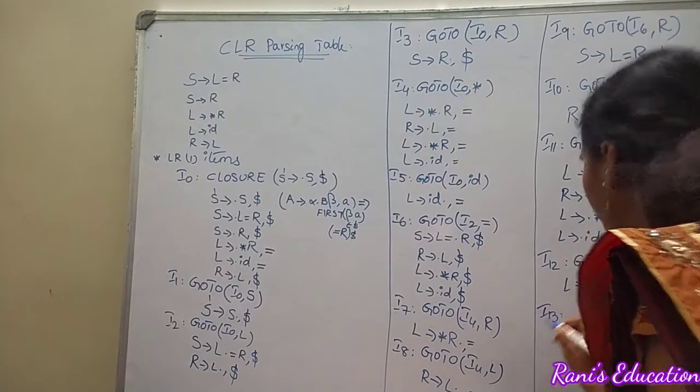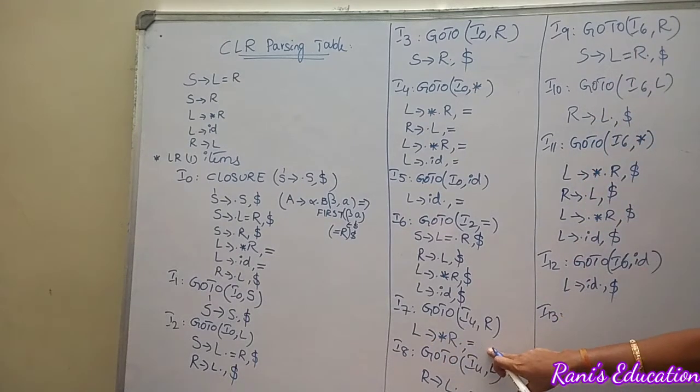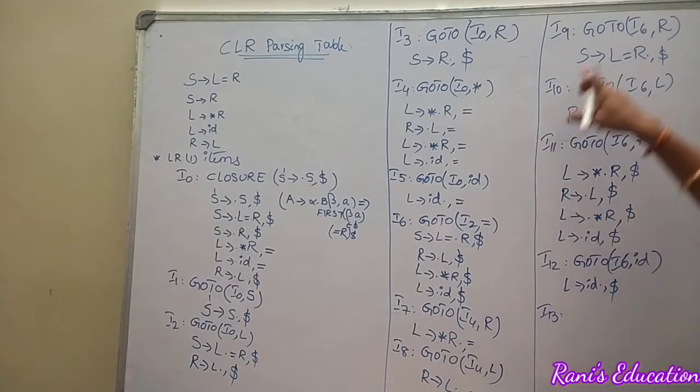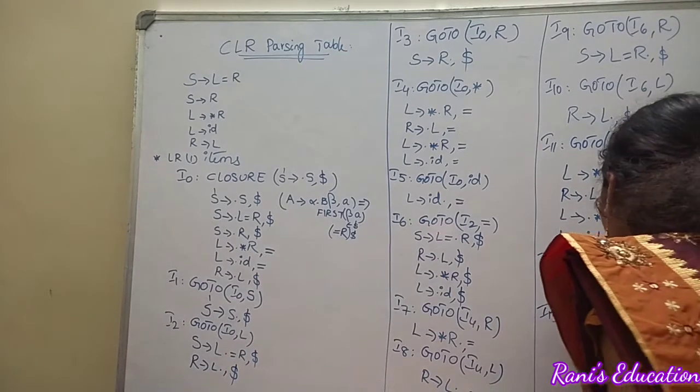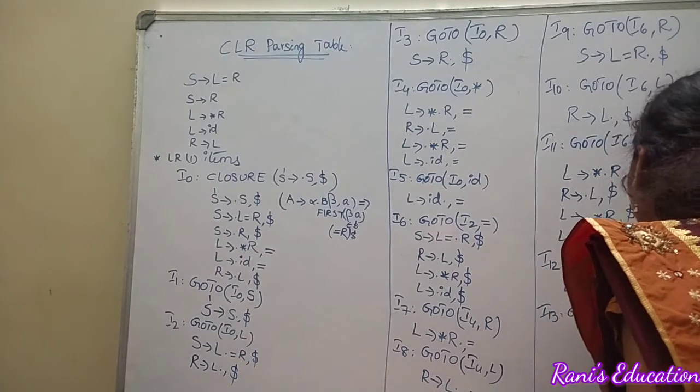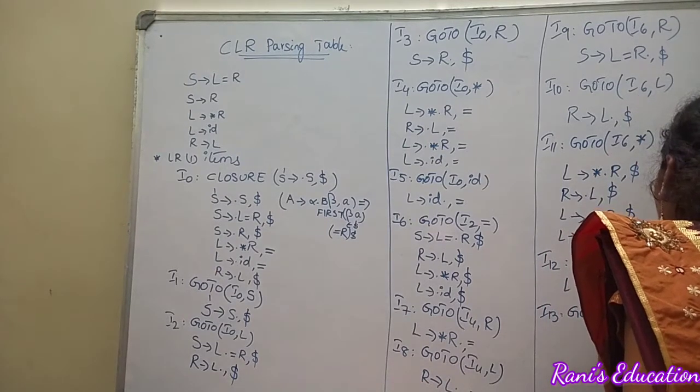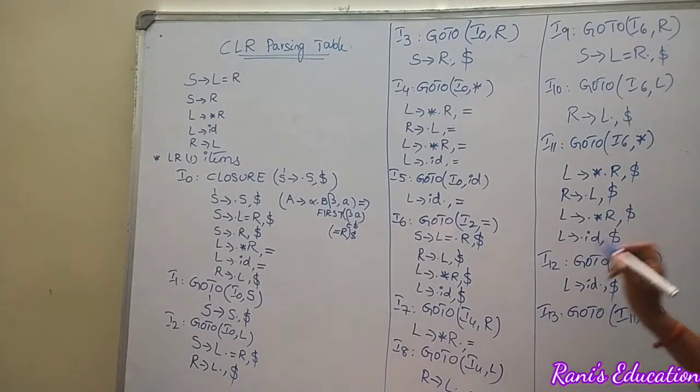Go for next item. So whether say I7 is completed, yes, which is completed. Go for I8, which is also completed. I9 completed one. I10 is also completed. Right. What about I11? Whether first production is completed? No, we didn't complete that production yet. So we are supposed to complete that production first by creating one item, that is I13. So in I13, I am going to complete the production, that is go to of I11 comma R.